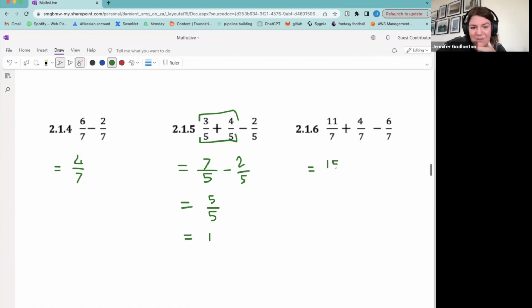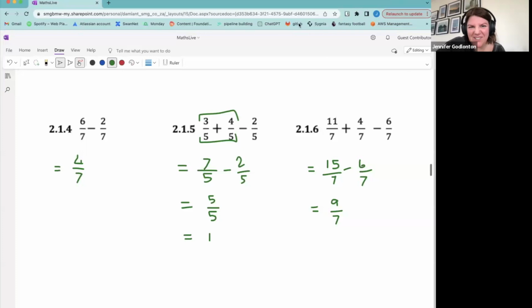So I'm going to add these 2 fractions first. So 11 plus 4 gives us 15 over 7. And then we're going to minus 6 over 7. And what answer did we get? Yay! 9 over 7. Woohoo! 100%. Okay, screenshot away if you'd like.